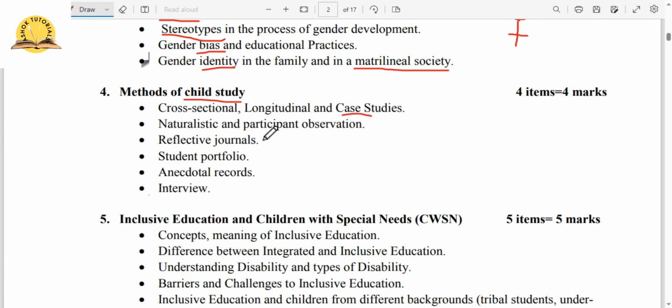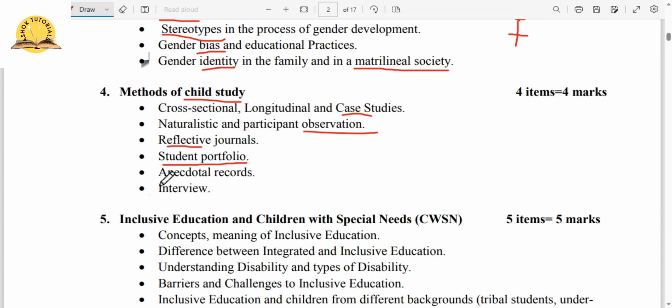Now, naturalistic and participant observation. Through observation, we get to learn a lot about the children, right? Now, reflective journals. There are different types of journals. So one of it is reflective journals. Then student portfolio. So this student portfolio is a very, very important one. When I was teaching in schools, I used to take this student's portfolio and ask my students to fill it up so that I get an overview of my students' family background, their history, health histories, everything about that particular child. So this portfolio, there is a format for this. If I get time, I will discuss that with you, right?